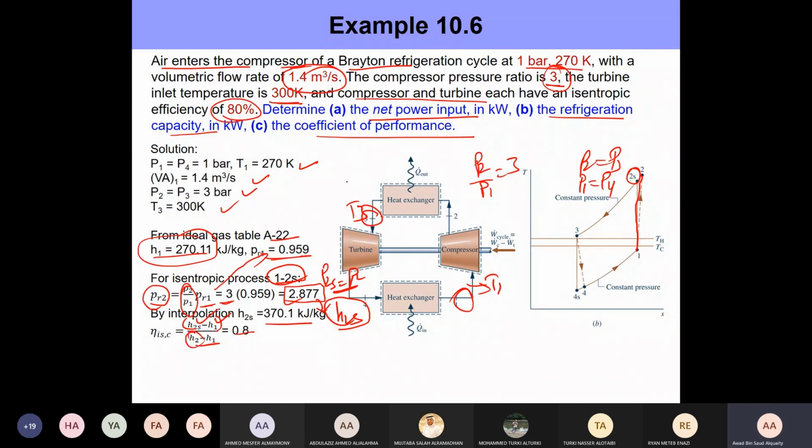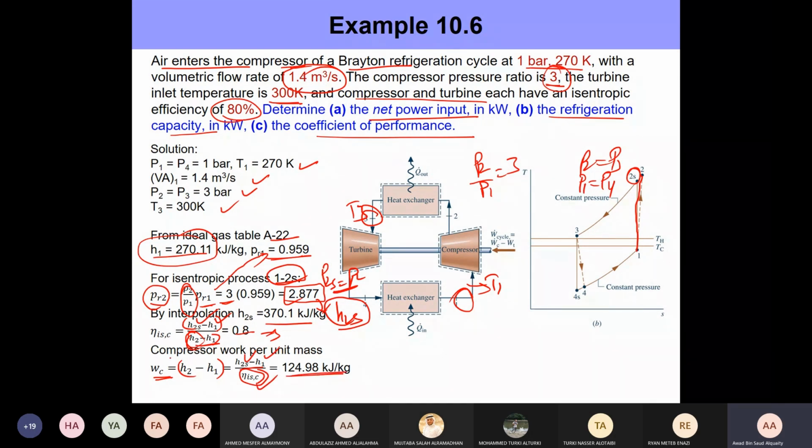But for us, since we want to determine the net power input, we can for now just determine the compressor work input per unit mass. Okay, the compressor work input per unit mass would be H2 minus H1, and from this formula, it will simply be equal to H2S minus H1 divided by the isentropic efficiency. Okay, we know H2S, we know H1, we also know the isentropic efficiency. So plug in the numbers, and you get this value for the compressor work input per unit mass.